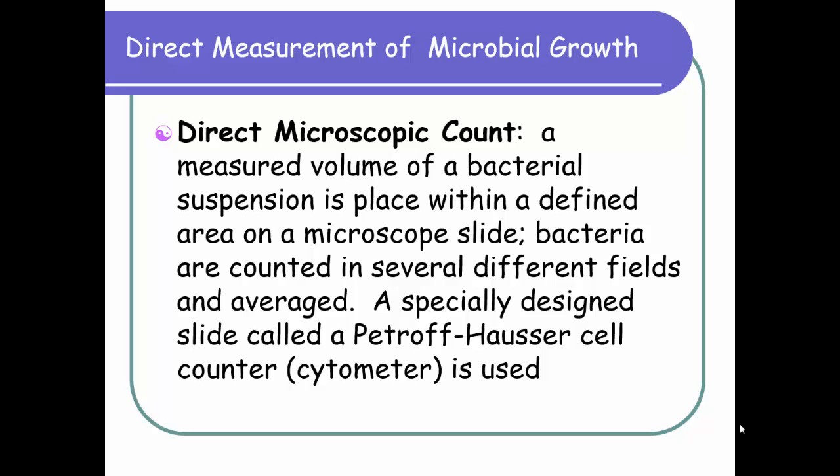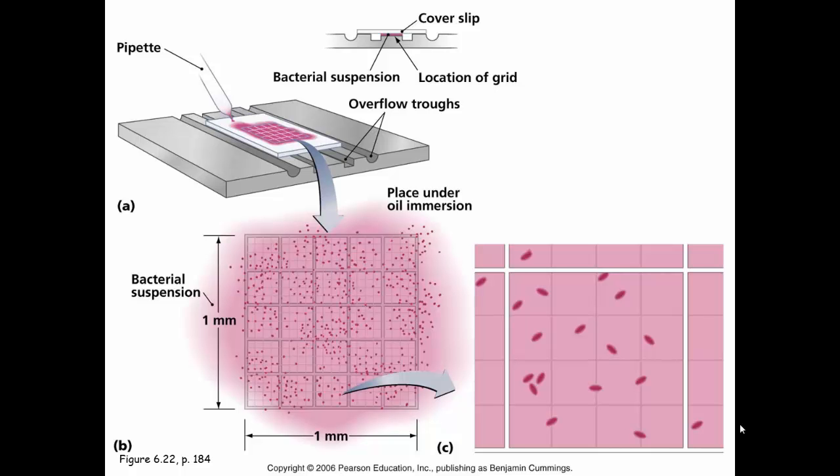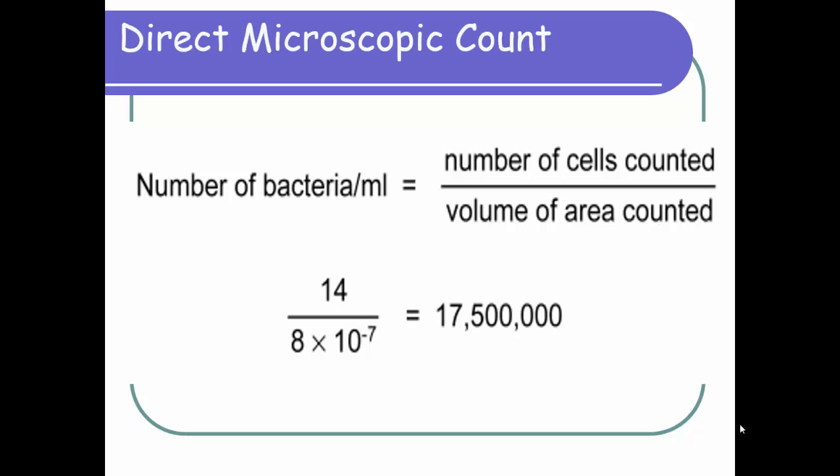We use a specially designed slide called the Petroff-Hausser cell or cytometer to do direct microscopic counts. Here's what this glass slide looks like. It has an area that has a 1 millimeter by 1 millimeter square, and then it is divided into 25 sections. What you will do under oil immersion is count the number of bacteria within each one of those 25 squares, add them together, and divide by 25. That gives you then an average number per the volume that was found in each of the 25 squares.